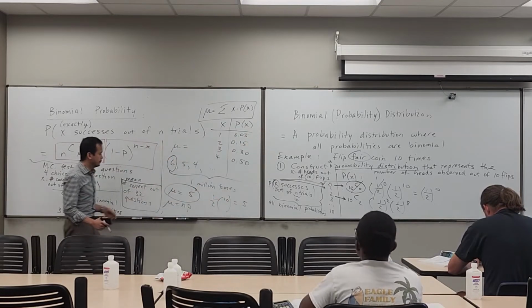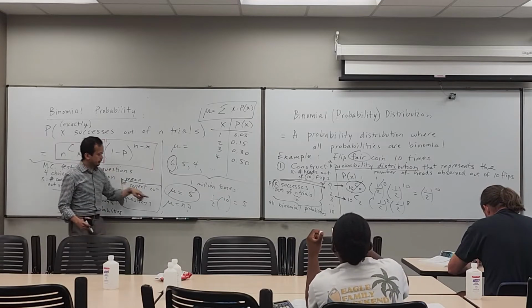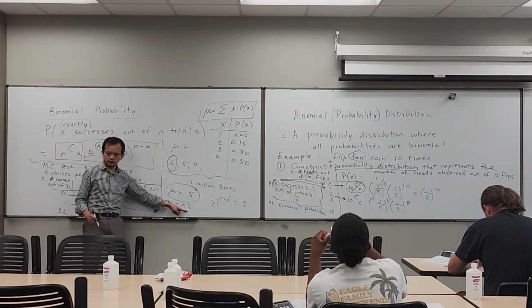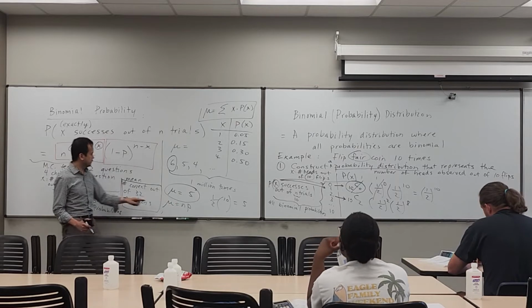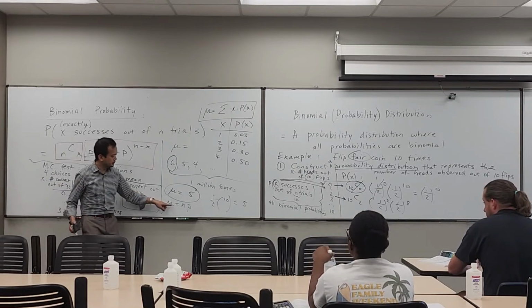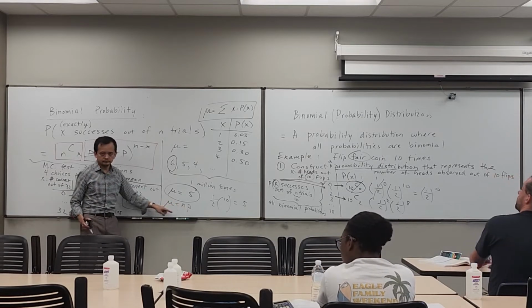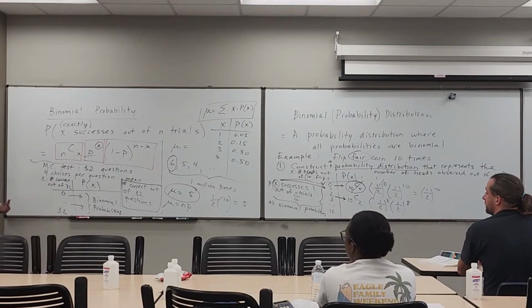And if you have a binomial probability distribution, then to find the mean, you can use this shortcut where the mean value of this variable in that binomial distribution is n times p. So what's n in this case and what's p? N is 32, and P is 1/4. Okay, good.